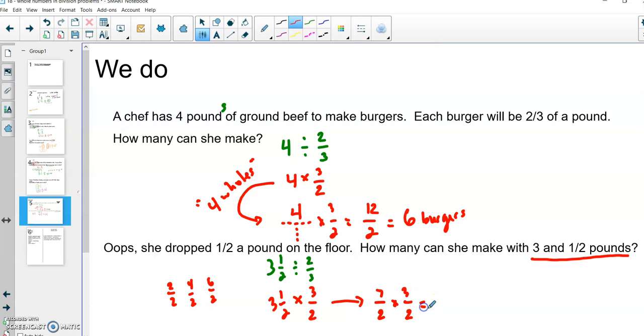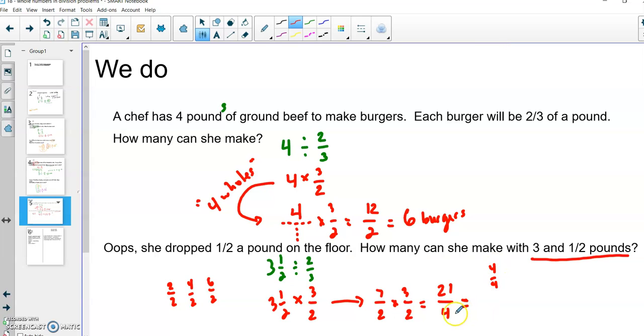Which means she can make 21/4 of a burger. This is a right answer, but it's a very confusing right answer. The question was, how many burgers can she make? It would be weird to say, hey, you can make 21/4 of a burger. It is right in that. It is just confusing. And so we're going to go ahead and make that into a mixed number so that we answer the question clearly.